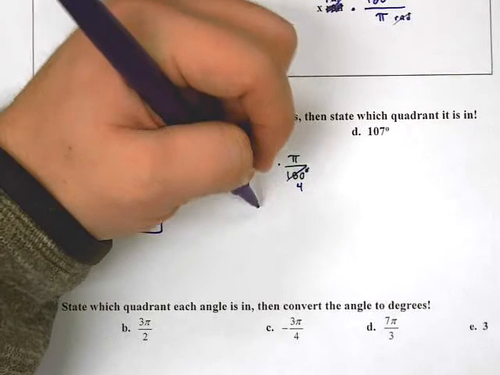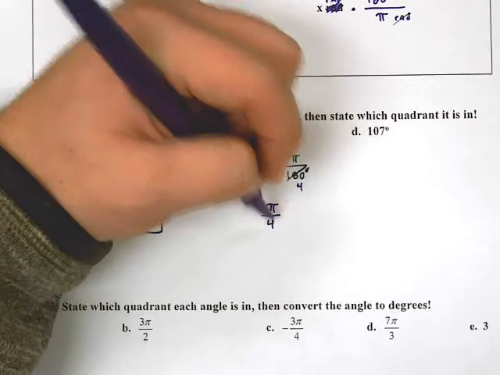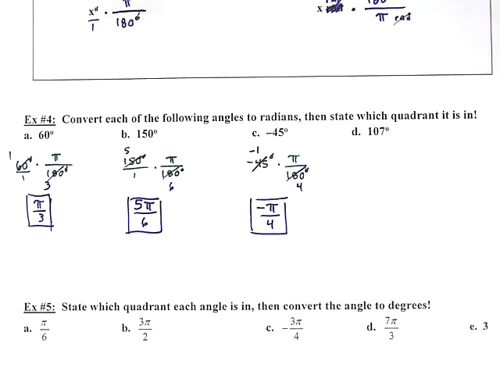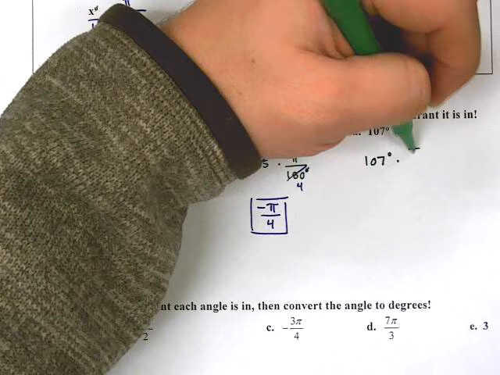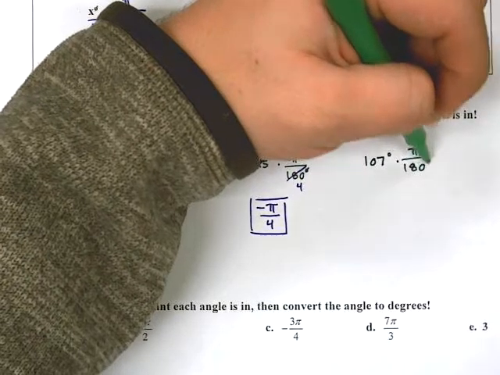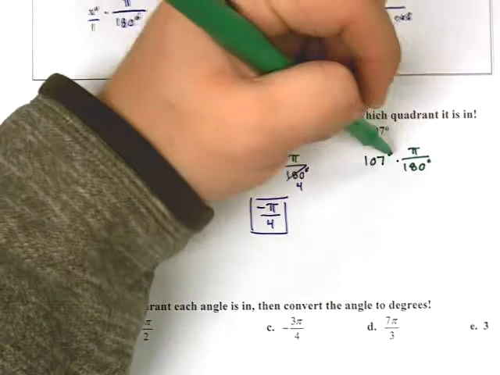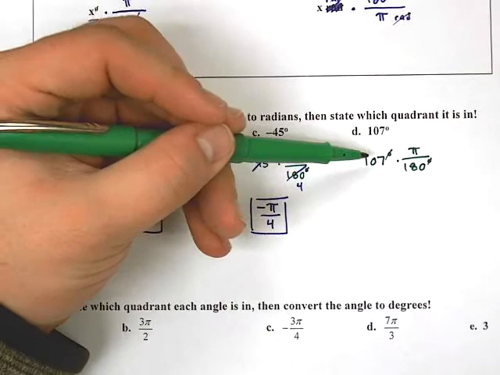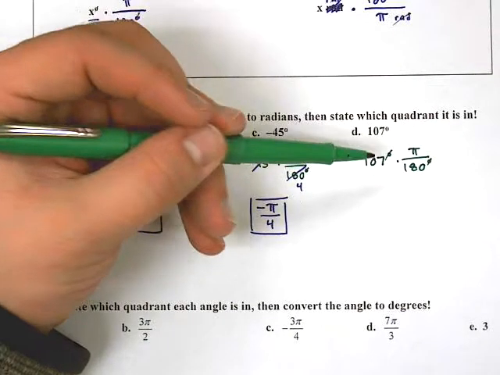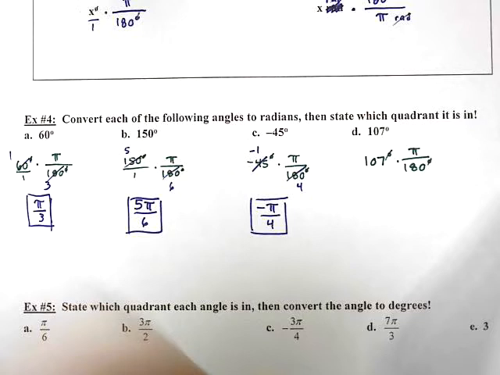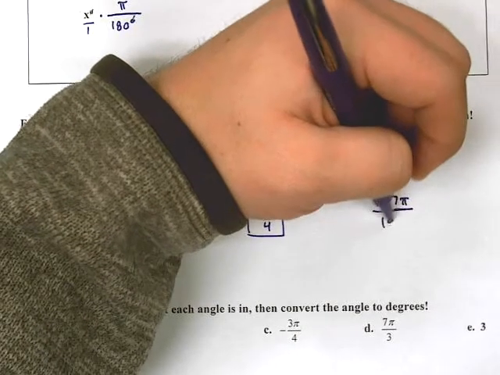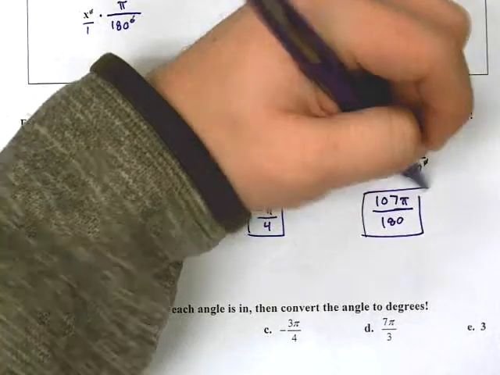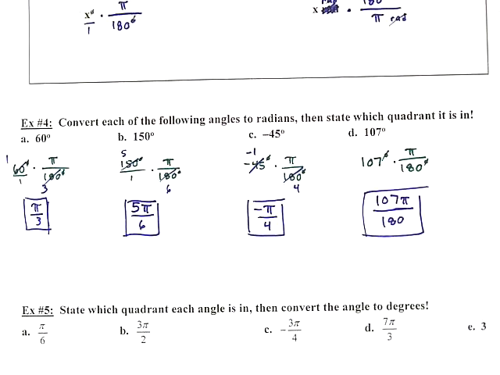So, let's see here. We have negative pi over 4. We're good on that. Last one, 107 times pi over 180. Degrees for sure cancel, but I do not know how to reduce 107 and 180, so my final answer is just 107 pi divided by 180.